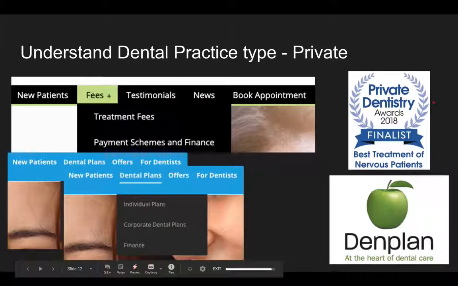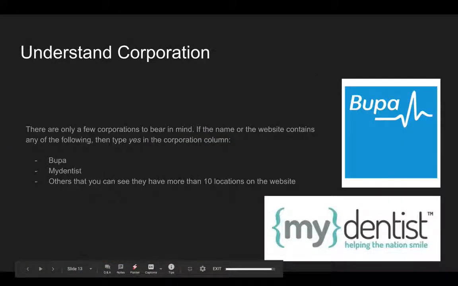So look at fees, treatment fees, payment schemes and finance, dental plans, finance, individual plans, but also check for NHS. If there's nothing on NHS, then it's private. If you see fees like treatment fees, maybe on this page there's NHS, so you need to look for NHS as well. If there is nothing with NHS, then it's private.